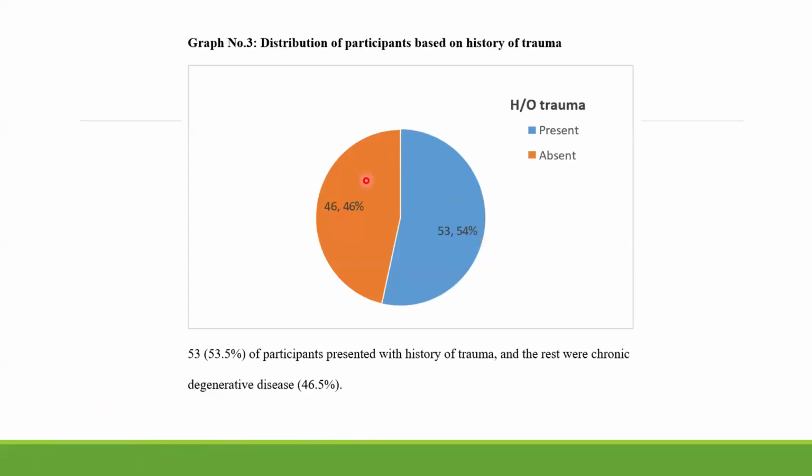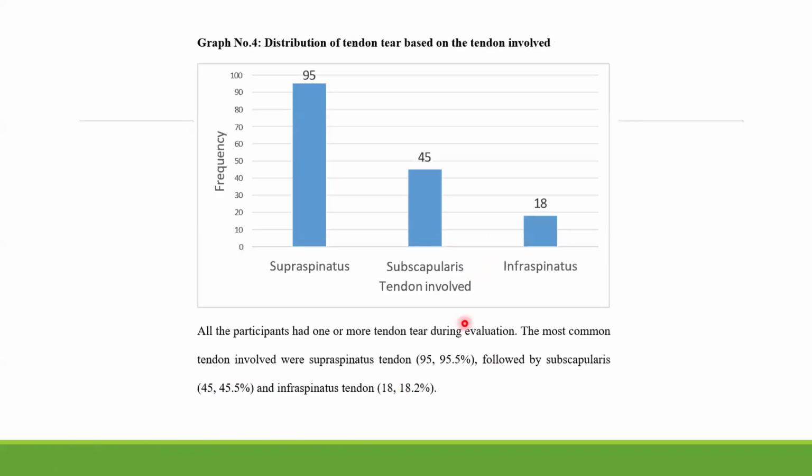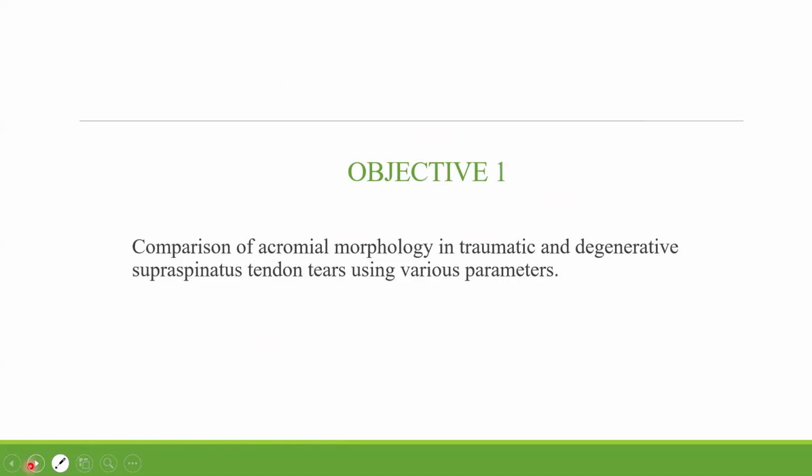The results of my study are as follows. This is the distribution according to history of trauma. History of trauma is present in 54% of the participants, whereas there is no history of trauma in 46% of the participants. Here, as we can see, 95 out of 99 participants had supraspinatus tears, 45 had subscapularis tendon tears, and 18 had infraspinatus tendon tears. So my first objective was comparison of acromial morphology in traumatic and degenerative supraspinatus tendon tears using various parameters.